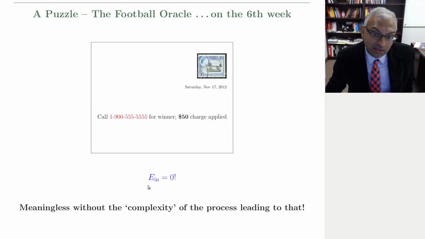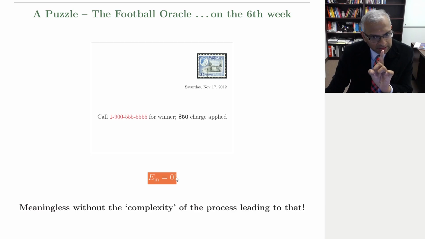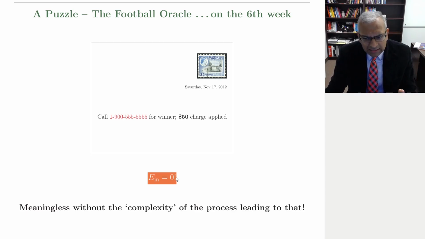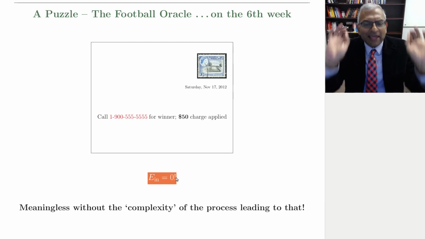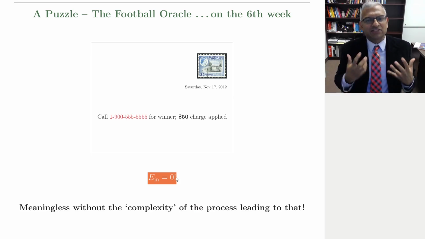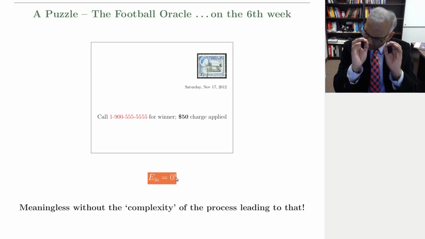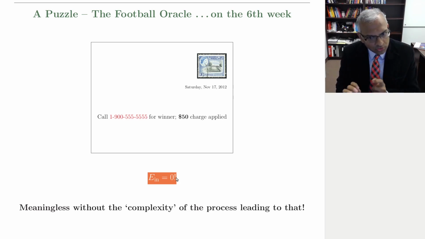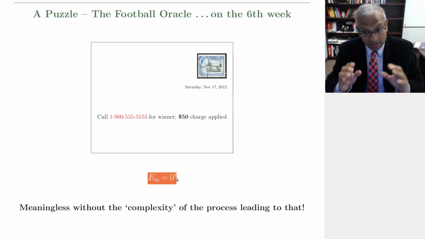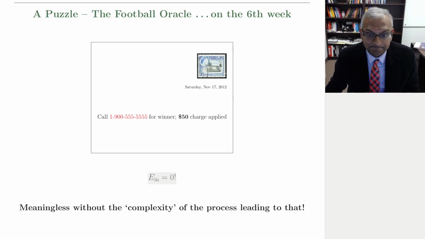The lesson here is that the in-sample error is zero. Yes, but that's only the second step of learning. The in-sample error being zero is meaningless without knowing the complexity of the process that led to that in-sample error of zero. That's what's going on in learning. The in-sample error is meaningless, and I mean literally meaningless, unless you know that the hypothesis set that led to that in-sample error being zero is a simple hypothesis set. Okay, let's move on to sampling bias.